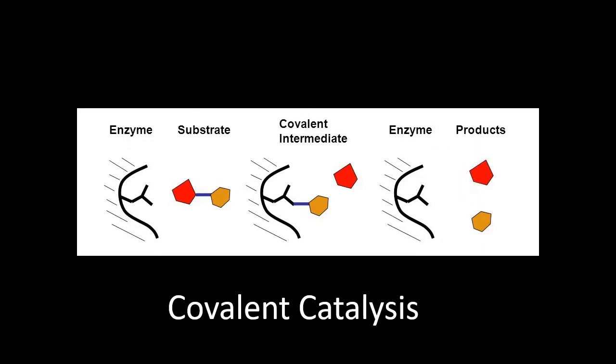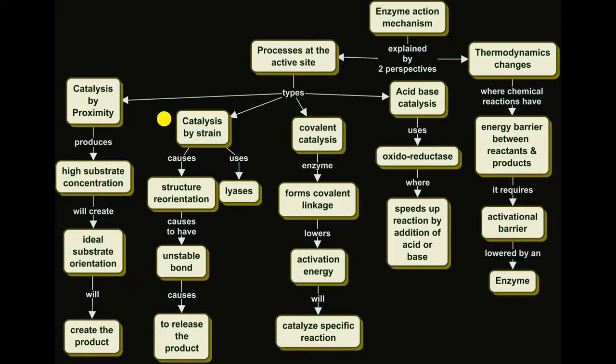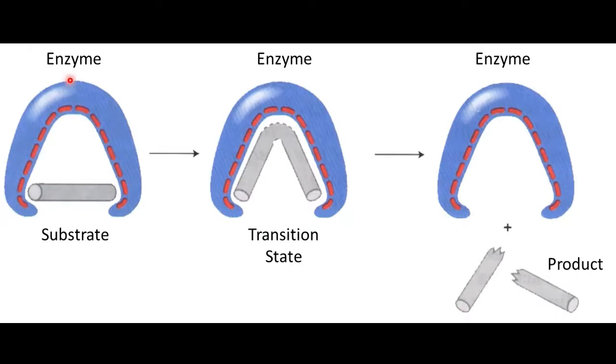The other enzyme action mechanism is called catalysis by strain. This enzyme mechanism type utilizes the lyase type of enzyme. Catalysis by strain causes the structure to reorient, or structure reorientation happens in here. This creates an unstable bond, unsnaps, and then this will also cause the release of the product into the cellular environment. So this is now the action of enzyme catalysis by strain.